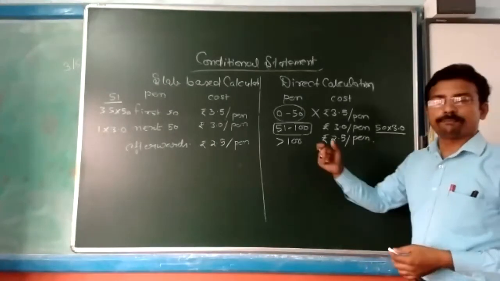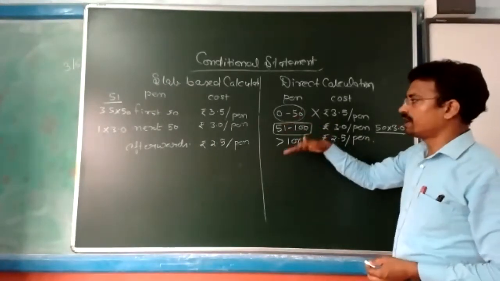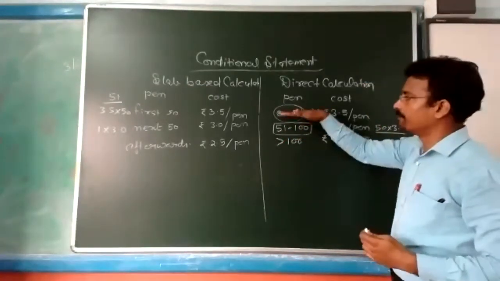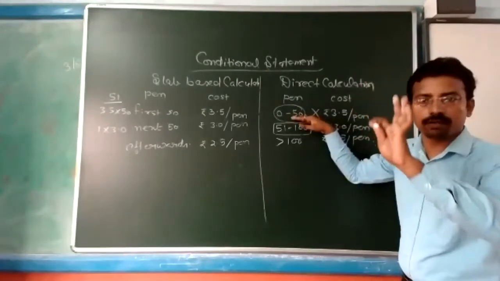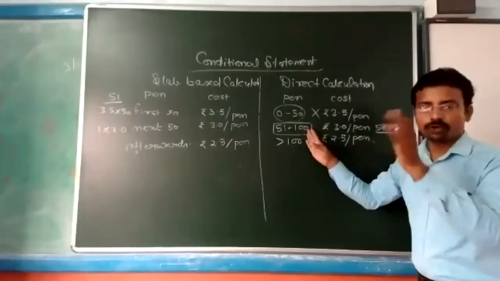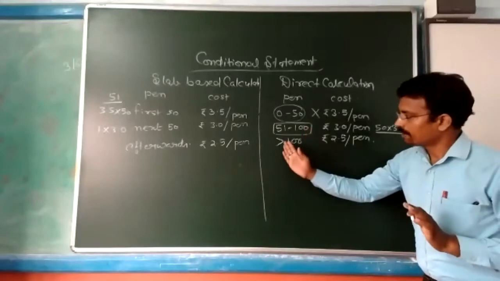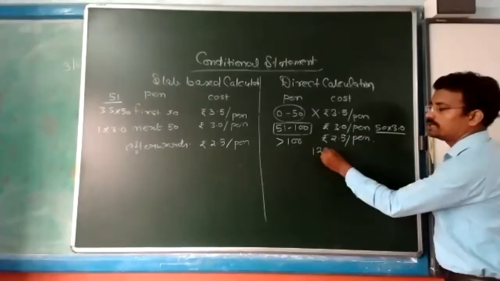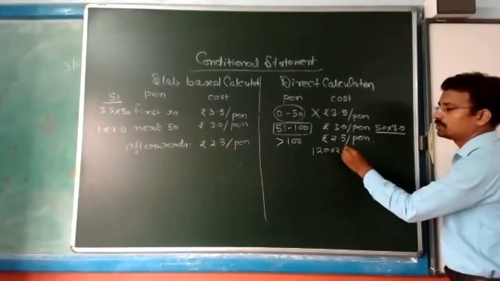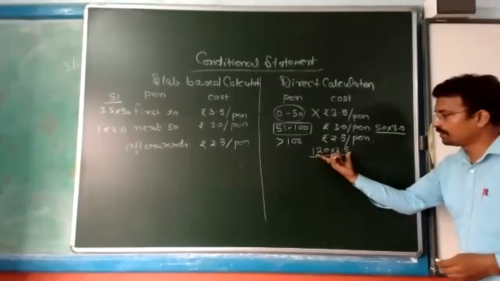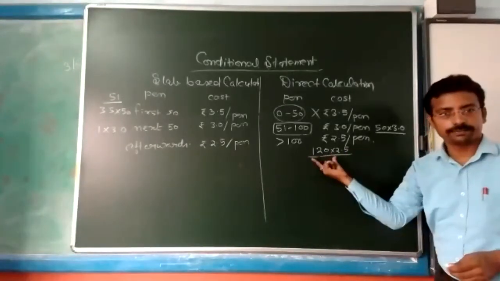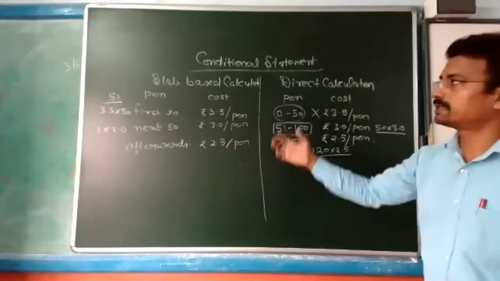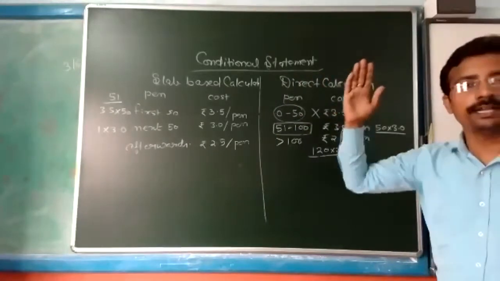Same way, if I have purchased 120, you need not break it up, no need of making slabs. You will directly check: 0 to 50, no, 120 is not in this range. 51 to 100, no, 120 is not in this range. More than 100, yes, 120 is in this range. So 120 will be multiplied with 2.50. This way you will get the cost of 120 pens. So this is the basic calculative difference between slab-based calculation and direct calculation.